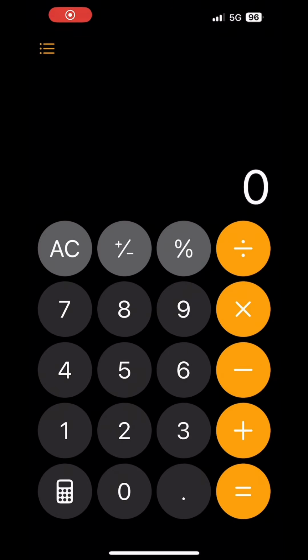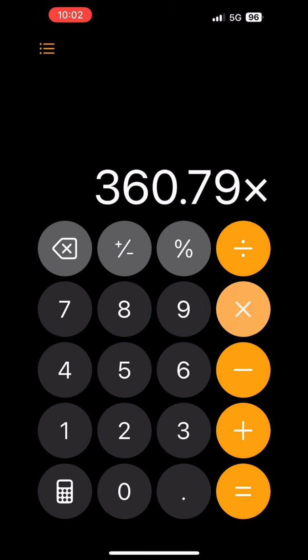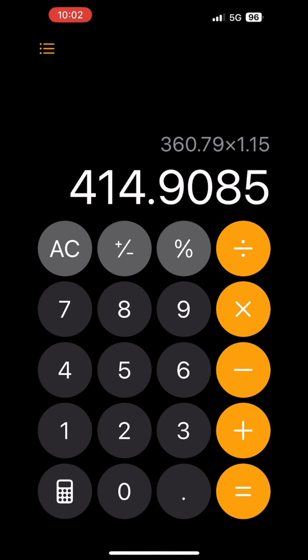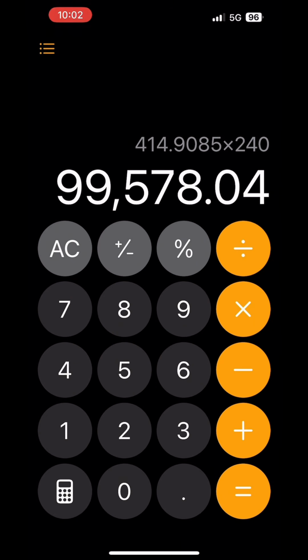360.79. I'm going to add a pickup factor for uninsulated pipes. The manufacturer gives you 33%. I'm adding an extra 15, which is going to give me 414.9. And if I multiply 414.9 times 240, I got 99,578 BTUs. So that's what I need to get by with insurance.